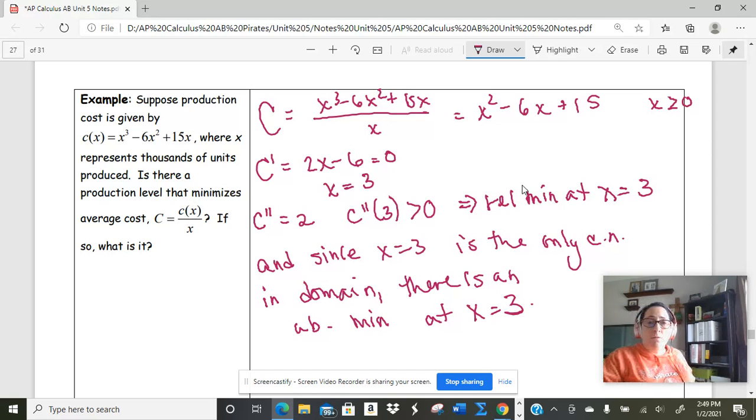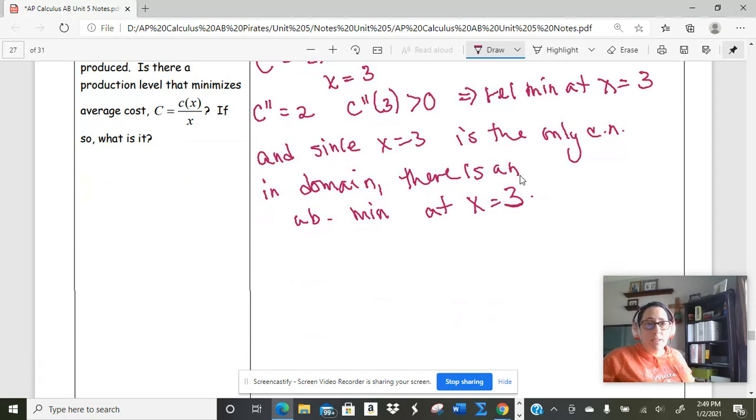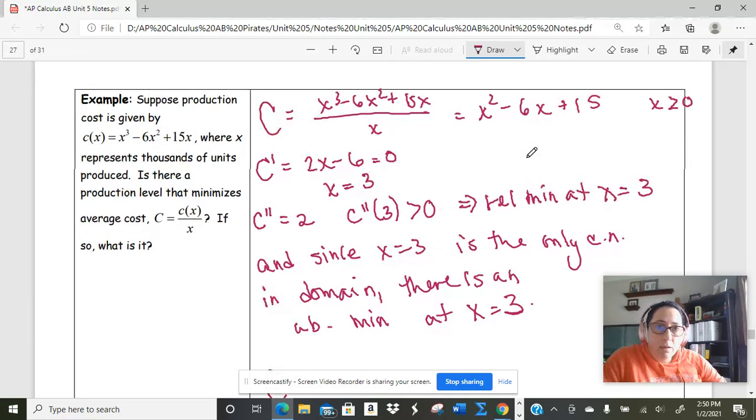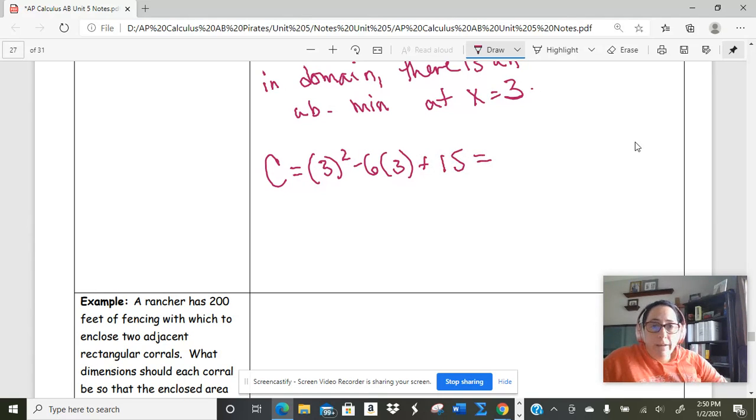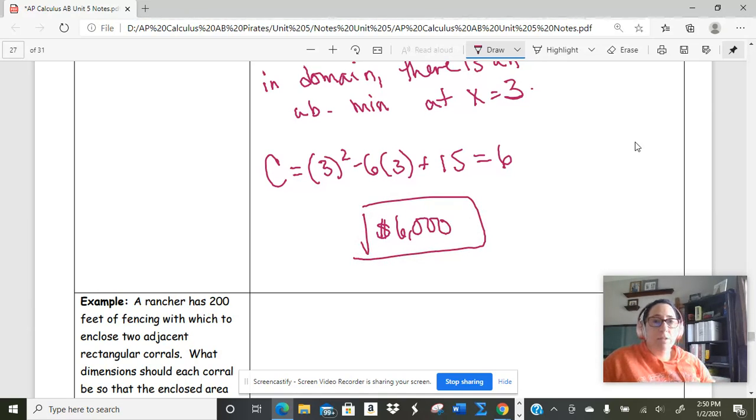Okay, so then it says, well, if you can find it, what is it? Okay, well, let's go find it. So plug in 3 into your C here. And that was that x squared minus 6x plus 15. And see what you get out. And remember, this is in thousands. So it would be 6,000.